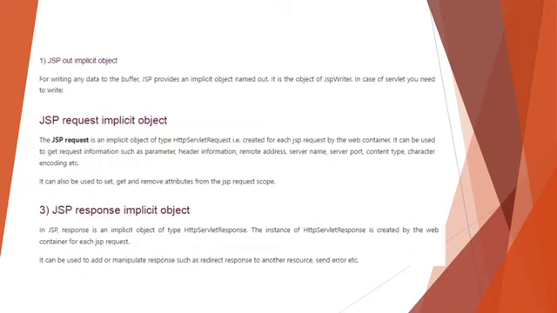So if you want to understand it better, whatever the client request is to the server will be done in the form of the request implicit object. The JSP request is an implicit object of HTTP servlet request, an instance created for each JSP request by the web container. It can be used to get request information such as parameter, header information, remote address, server name, server port, content type, character encoding, etc. It can also be used to set, get and remove attributes from the JSP request scope.